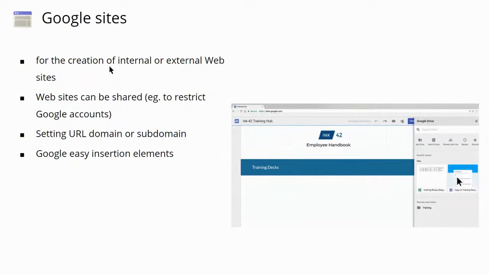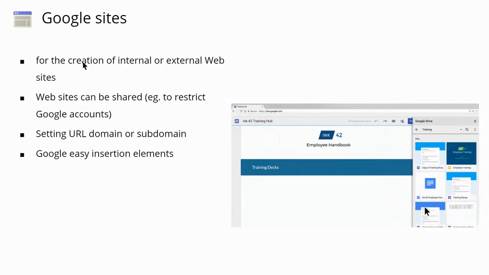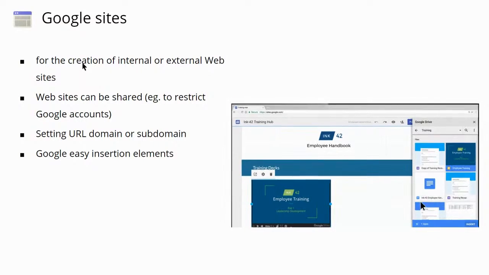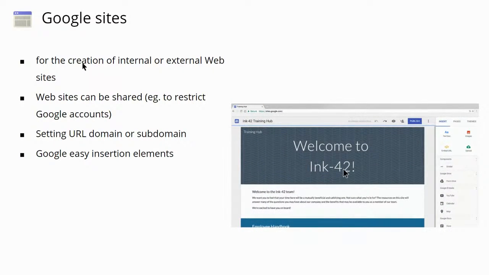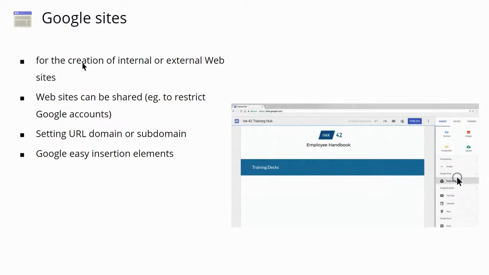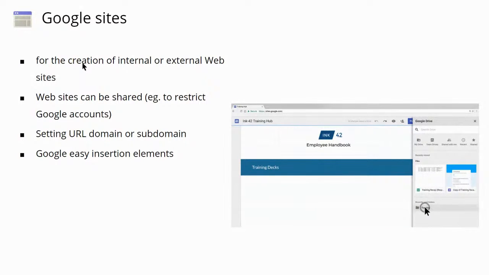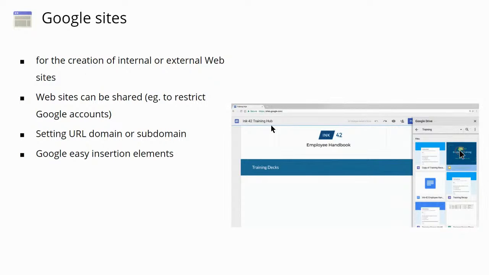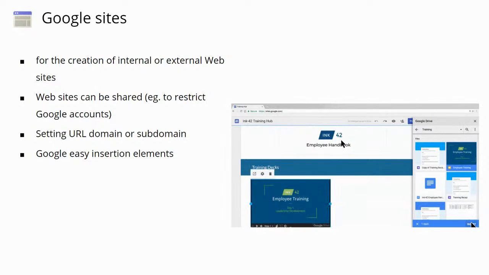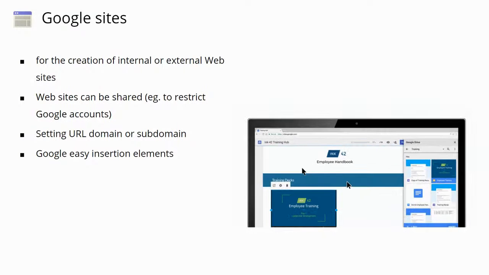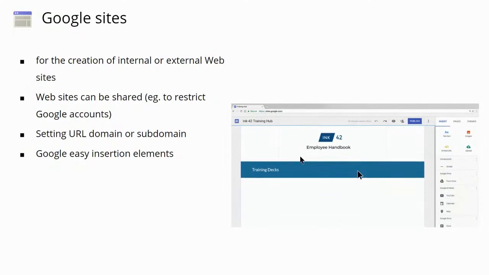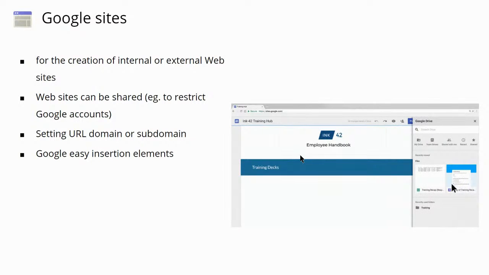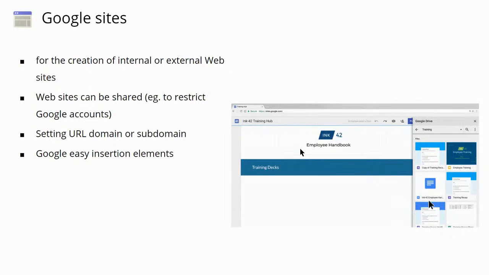Next, we have Google Sites. This is for the creation of internal or external websites. These websites can be shared, restricted to Google accounts, and you can set a URL domain or subdomain for your site. It's easy to insert elements like headers, videos, images, descriptions, and so on. So if you want to make your own website, you can try it first using Google Sites.